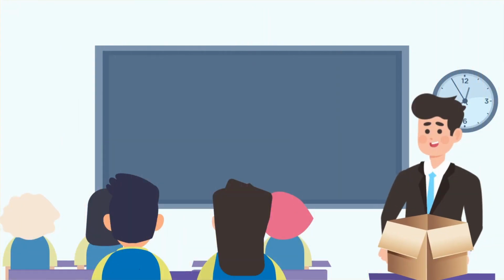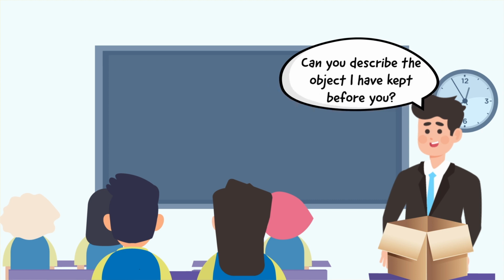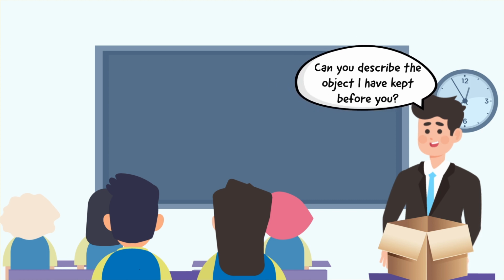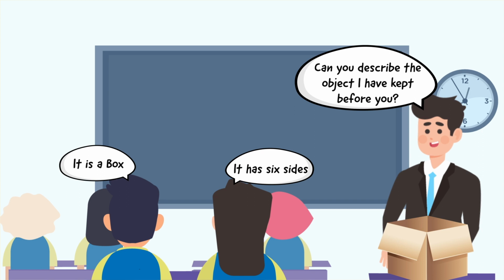Now, to build the concepts of the lesson, we will enter the classroom with a cube-shaped box and place it before the students. Then ask them, "Can you describe the object I have kept before you?" Accept all the responses, including in the local language. Students may answer, "It has 6 sides."